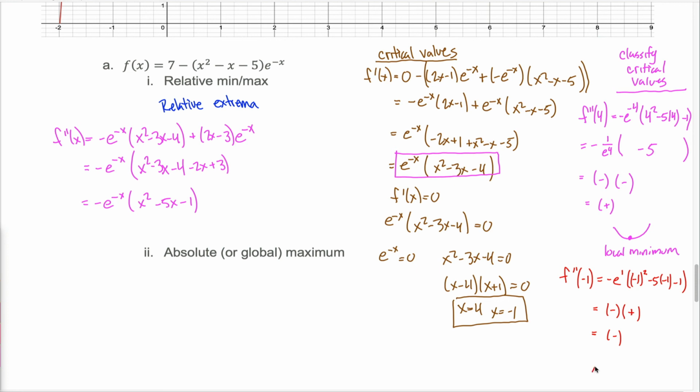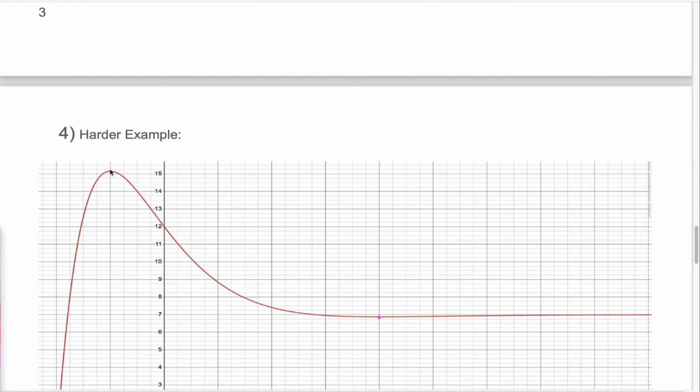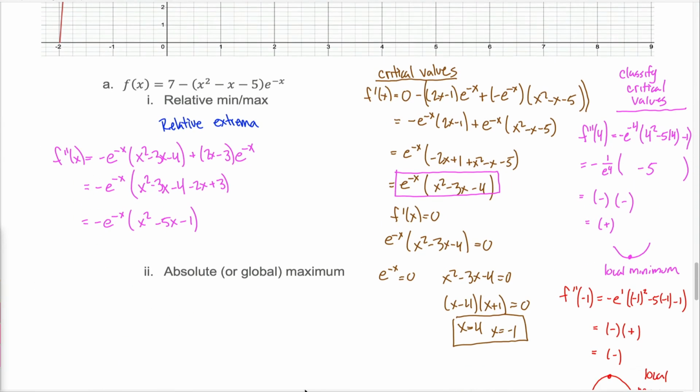What that means is my graph is concave down at x equals negative 1. What that means is negative 1 is a local maximum. Oh yeah, I remember that on the graph up here. At negative 1, I clearly have a local maximum.